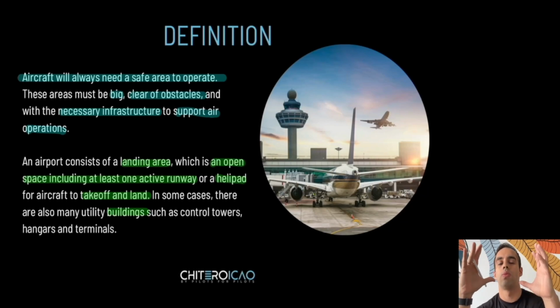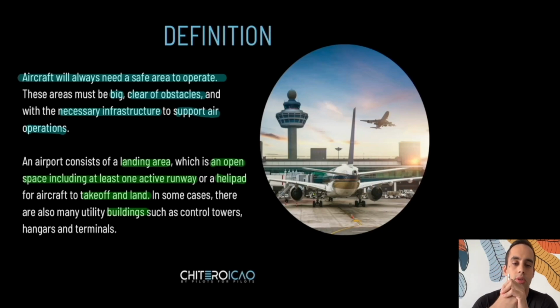All right, so what is an airport? An airport is basically a designated area for aircraft to operate. And to have an airport, we actually need an area, an active runway. We need a terminal. We need facilities, and of course the hangars to park, store, or even fix the airplanes.